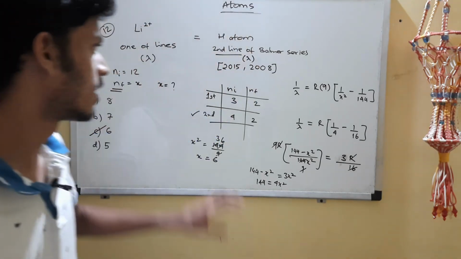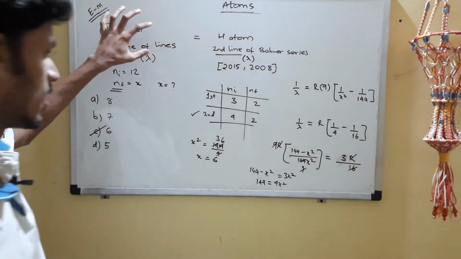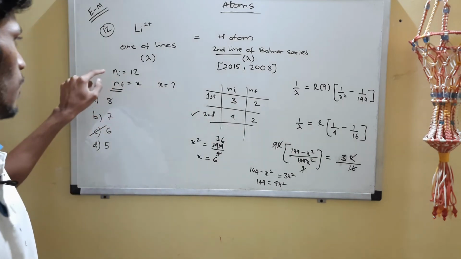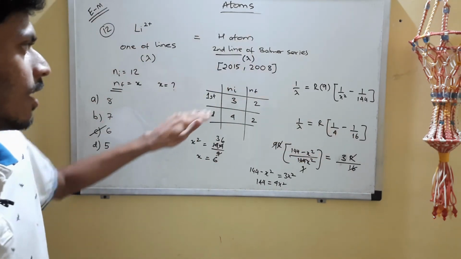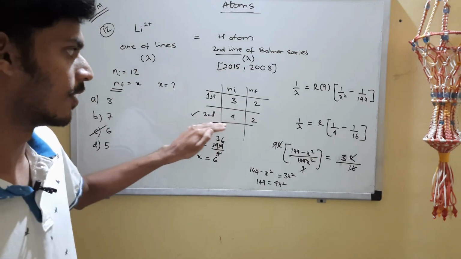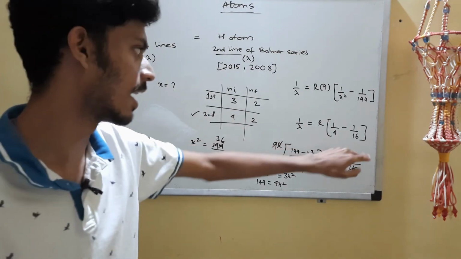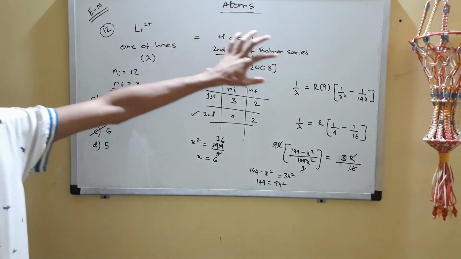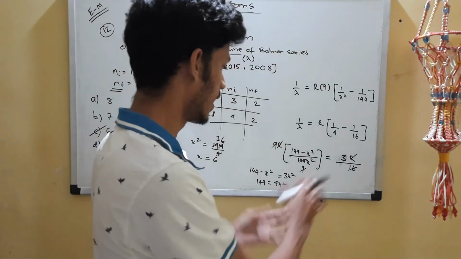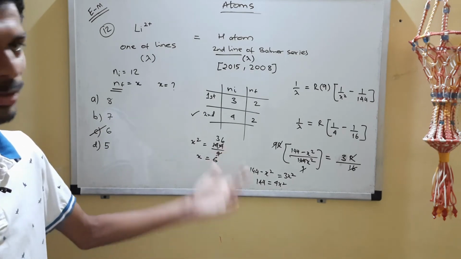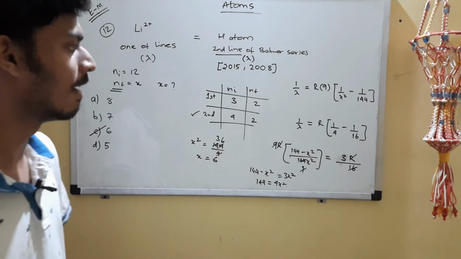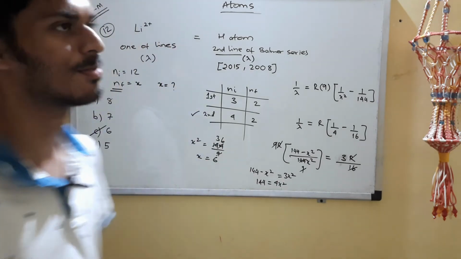So we just wrote the formula for this transition, right? It's from 12 to x square, and then for this transition, the second line of Balmer series, we know it's from 4 to 2. We equated those as it was given in the question, then solved the equation and found the value of x. So that is the thing we did. Let's move to the next question now.